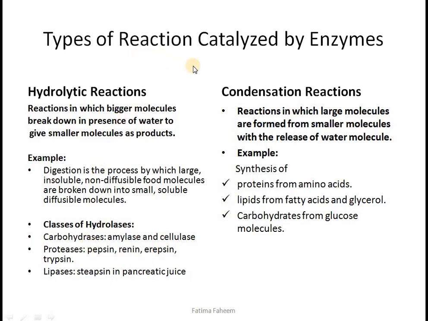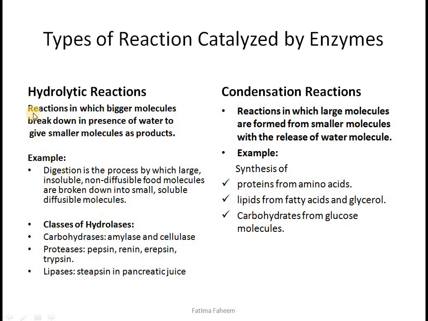Now, types of reaction which are catalyzed by enzymes also include hydrolytic reactions and condensation reactions. First, let's discuss the definition of them. Hydrolytic reactions are reactions in which bigger molecules break down in presence of water to give smaller molecules as product. The example of hydrolytic reaction is digestion. Digestion is the process by which larger, insoluble, non-diffusible food molecules are broken down into small, soluble, diffusible molecules.